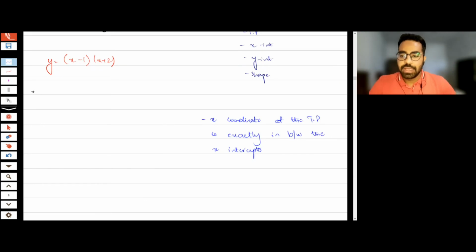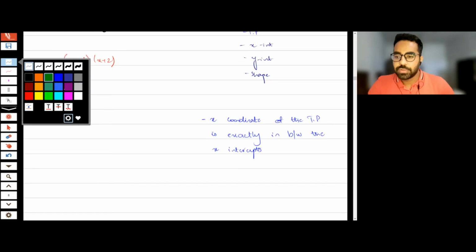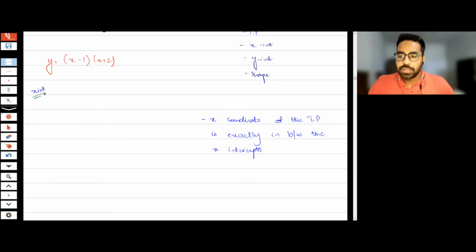Let's find the x-intercepts first. Let's use the color. If I take y as 0, I'm going to get the x-intercepts as 1 and -2. The y-intercept: if I take x as 0, I'm going to get -1 plus 2. -1 will get multiplied by +2, so -1 into 2 becomes -2. So the y-intercept is -2.